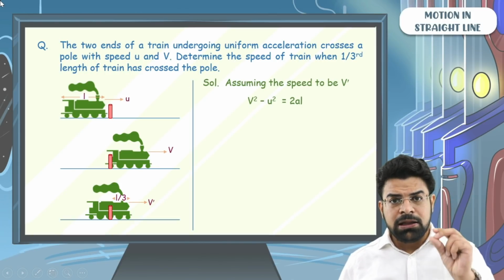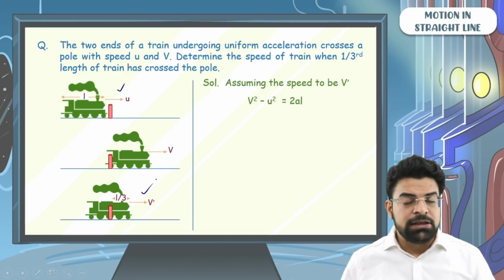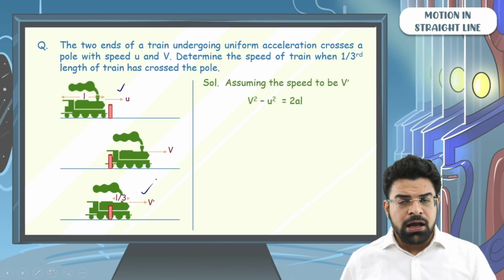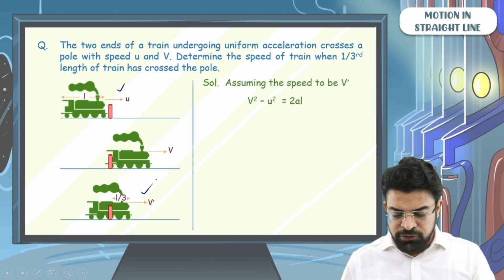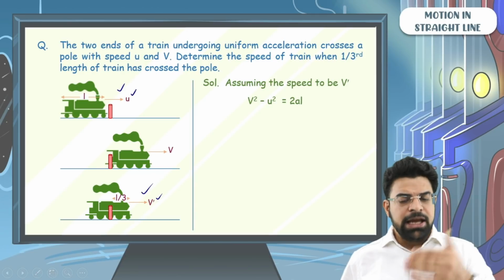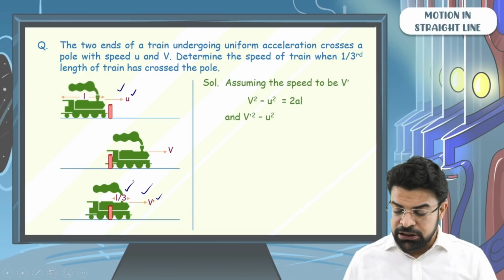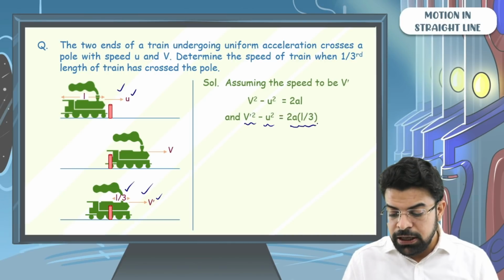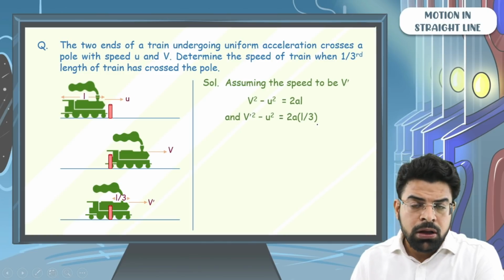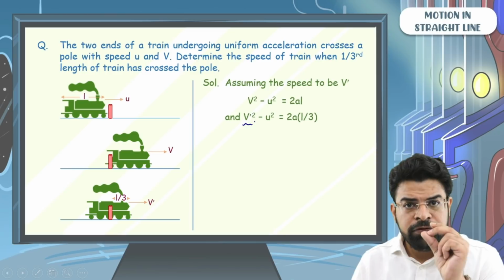Now we can make the third equation of motion again from the very beginning till 1/3 length has crossed. So we will say after 1/3 length has crossed, the final velocity is V dash, the initial velocity is U, the acceleration is A, and the displacement is L by 3. So again making the equation, I can say V dash square minus U square equals 2AL by 3. Our mission is to find V dash. How to find V dash?